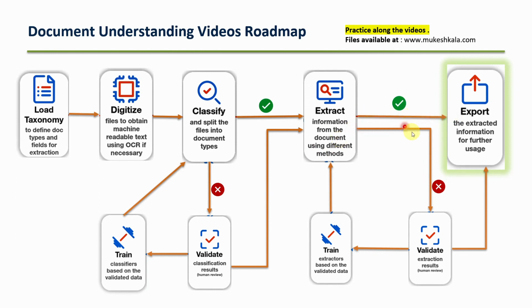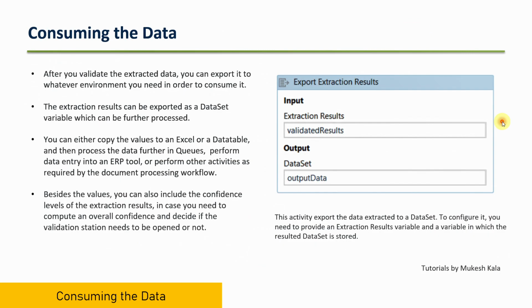In case we need to train the model, then it goes to the validation, which is the human review, and after the human review, it directly goes to the export, right? So in both cases, the final stage for us is the export, and that is what we are going to see in this video. The activity we are going to see today is called Export Extraction Results.